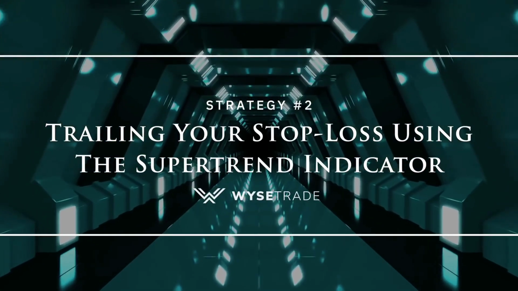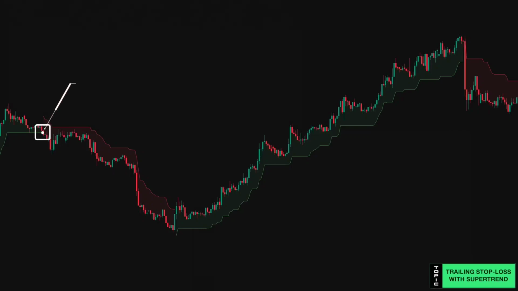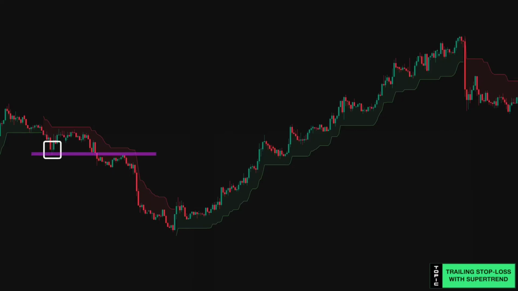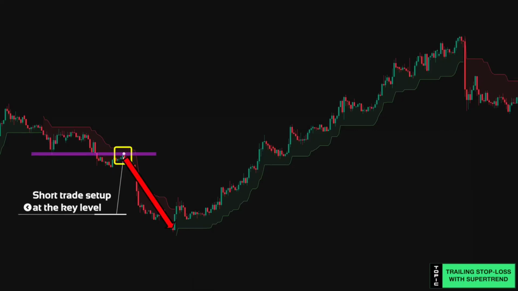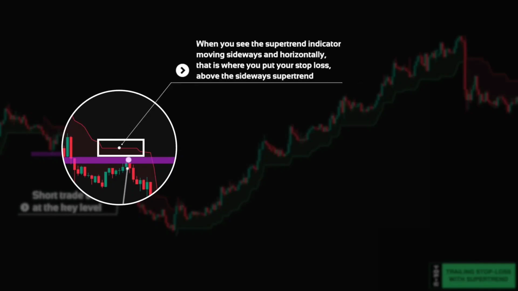Trailing your stop loss using the super trend indicator. Price breaks below the green super trend and into the red, giving you a bearish bias. This reversal point gives you a key level. Short trade setup here. When you see the super trend indicator moving sideways and horizontally, that is where you put your stop loss.